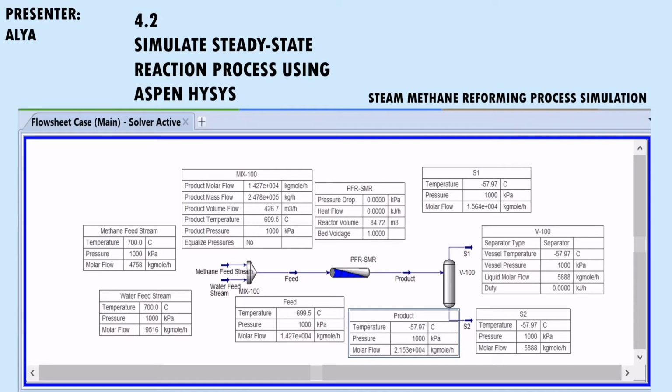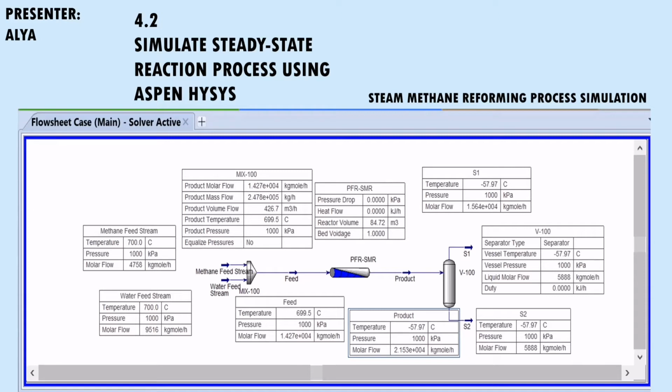The steam methane reforming process can be seen on the screen. Firstly, there are two feed flow rates that enter the mixer, where the methane feed stream and water feed stream enter at 700 degrees Celsius and 1000 kPa. The methane feed stream and the water feed stream enter at 4758 kg mole per hour and 9516 kg mole per hour respectively. Then, the mixed feed enters the PFR SMR, where the reaction process occurs.